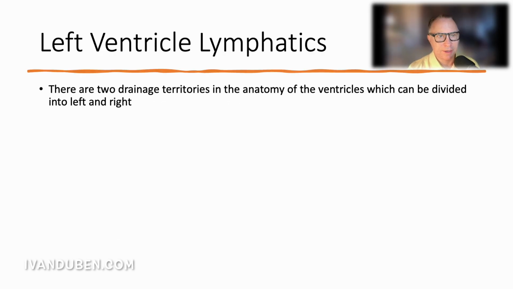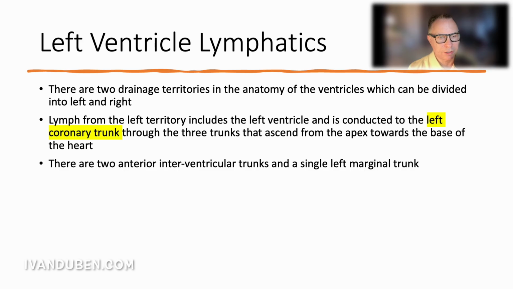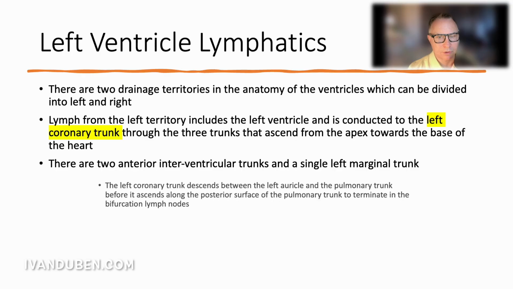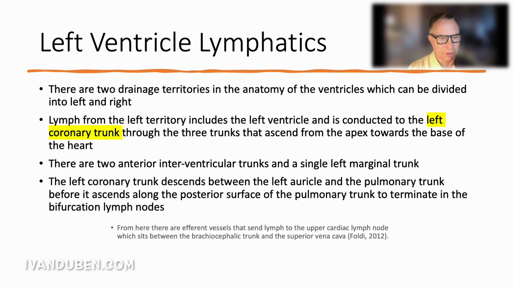The left ventricle lymphatics: there are two drainage territories in the anatomy of the ventricles, which can be divided into left and right. Lymph from the left territory includes the left ventricle and is conducted to the left coronary trunk through the three trunks that ascend from the apex toward the base of the heart. There are two anterior interventricular trunks and a single left marginal trunk. The left coronary trunk descends between the left auricle and the pulmonary trunk before it ascends along the posterior surface of the pulmonary trunk to terminate in the bifurcation lymph nodes, and those are those lymph nodes that are associated superior to the pericardial pouch near the aortic arch.